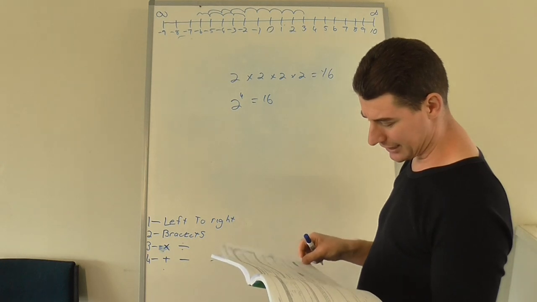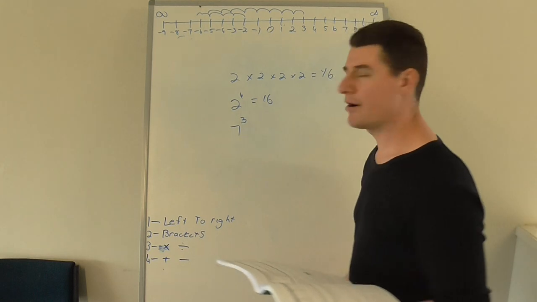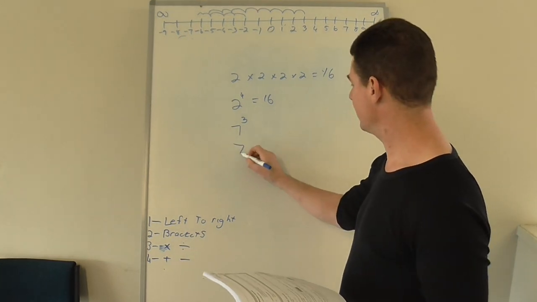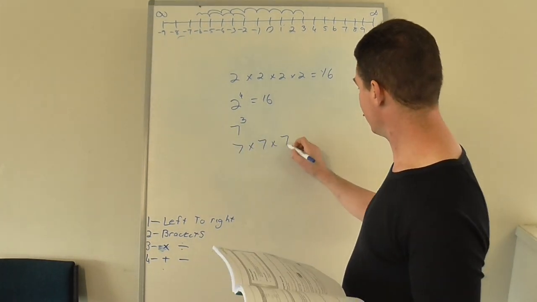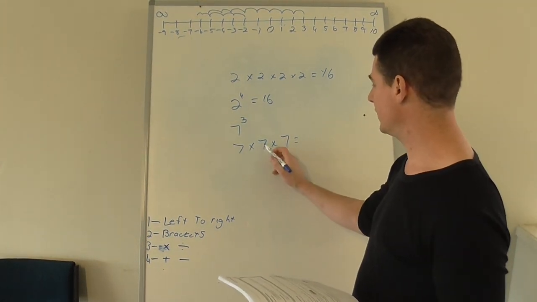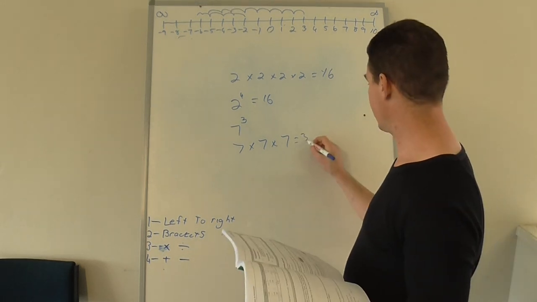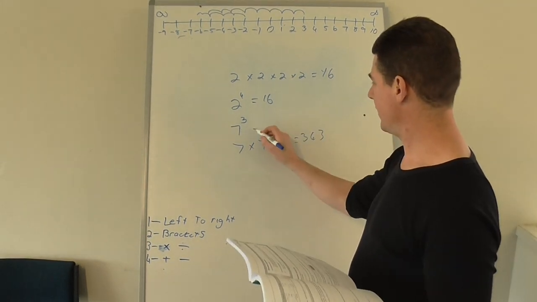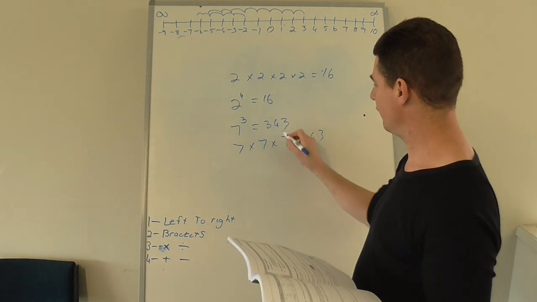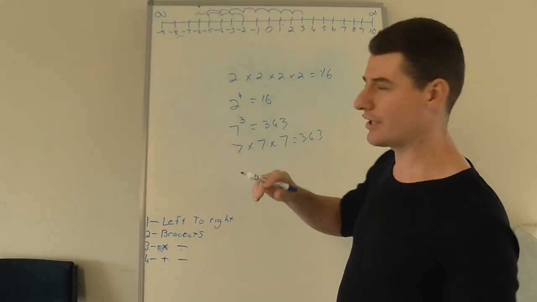So we can calculate powers, like if you've got 7 to the power of 3, meaning 7 gets multiplied with itself 3 times. So 7 times 7 is 49, 49 times 7 is 343. 7 to the power of 3 is 343. Okay, so now we're going to look at the root.